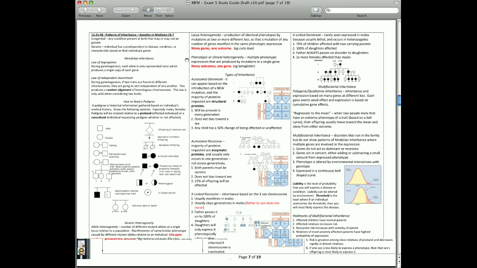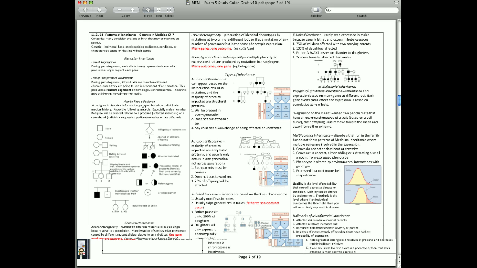This is Patterns of Inheritance in less than 5 minutes. First of all, there's two terms here that are often confused, congenital and genetic. Congenital just means that it's present at birth. There's a condition that's present at birth. It's a genetic condition, and it's there. Genetic just means that you're genetically predisposed to express a condition or a disease, but not necessarily at birth.